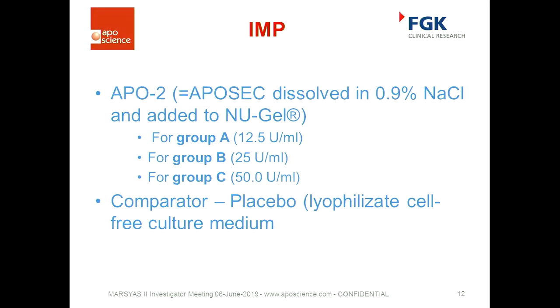Okay. Regarding the investigational medicinal product, we are talking here about APO2. This is our IMP, the active IMP. For the main study, you will have 3 treatment doses. The treatment doses will be 12.5 units per milliliter, 25 units, and 50 units per milliliter.